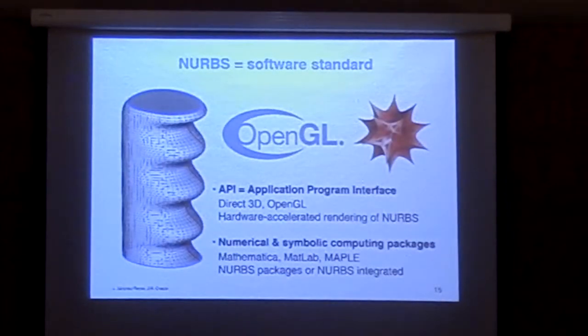And not only for CAD. When you are using any video game, you have the application programming interface, Direct3D, OpenGL, whatever, and they have implemented the rendering of NURBS. It means that, hardware accelerated, they tessellate them into many triangles, but they do that with microcode. So it's very, very fast. And if you use any numerical or symbolic computation packages, either integrated in the package or with some additional tools, everybody uses NURBS. This is the software standard. You have to stick to it, and there's no other way to go.